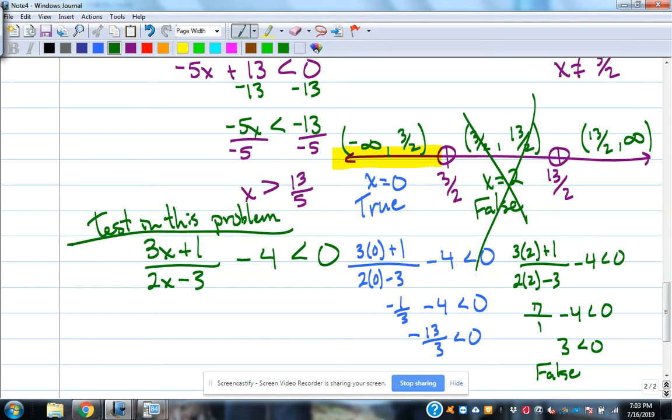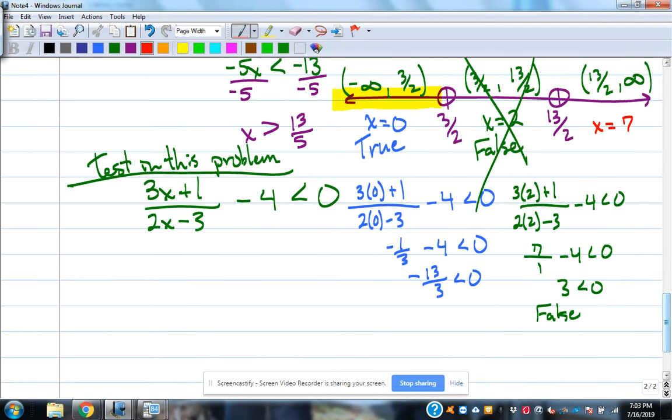It's possible that the third part could also be thrown out. But it's also possible that it could be true. So I need to test something that's bigger than 6.5. 7 is a good one. It's bigger than 6.5 and it's the smallest one to plug in. If you want to use 10 because the math's easy, that's fine too. Okay. So I'm taking 7 and plugging it in. So I'm going 3 times 7 plus 1, over 2 times 7 minus 3, minus 4 is less than 0.